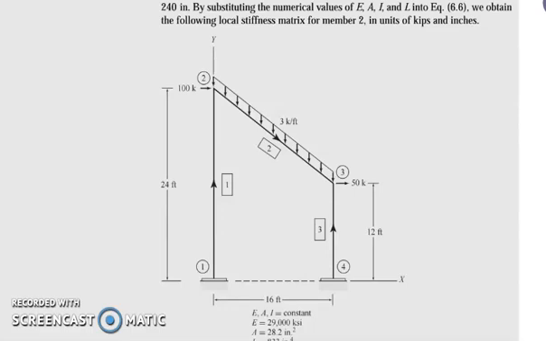For the length of the member, since this is inclined, we have to compute it by the Pythagorean theorem. Along x is 16, along y is 24 minus 12, so this gives us 12. Which means we have the square root of 16 squared plus 12 squared, so it gives us 20 feet or 240 inches.